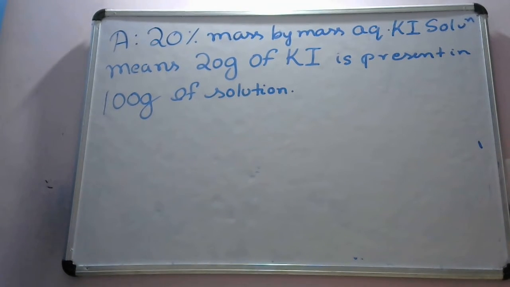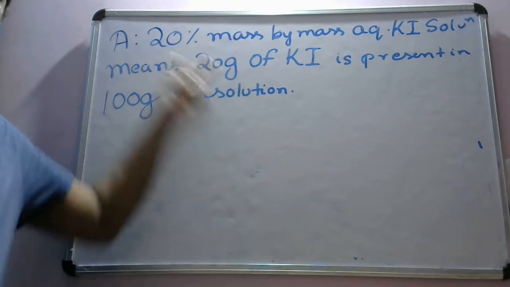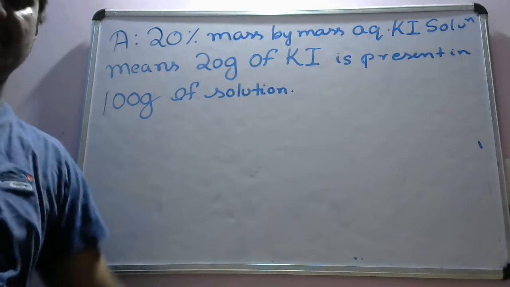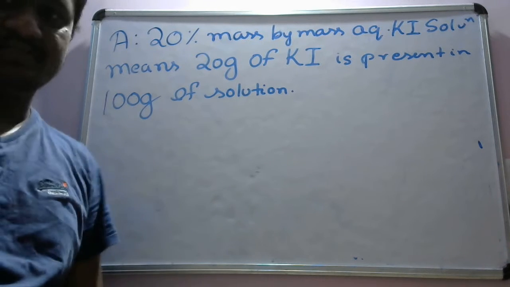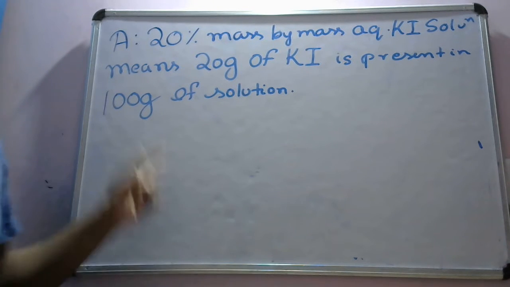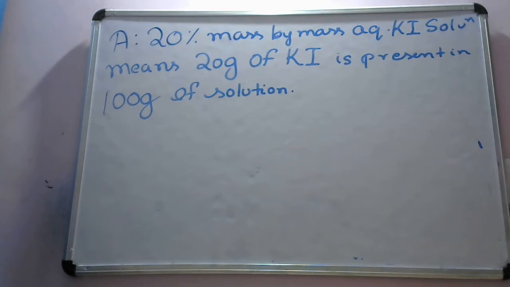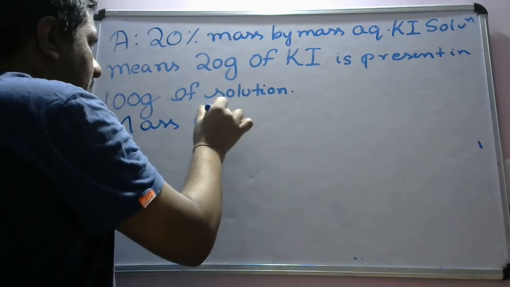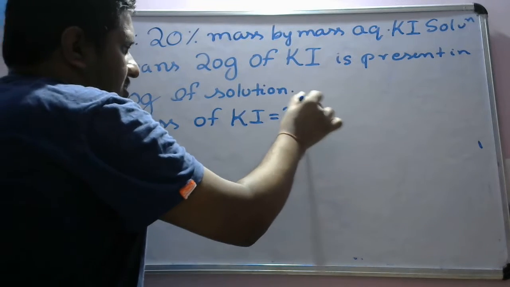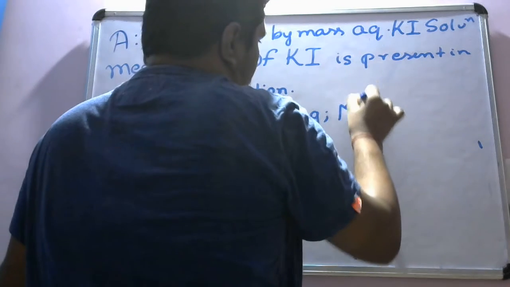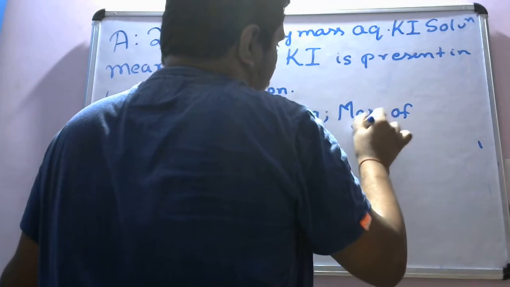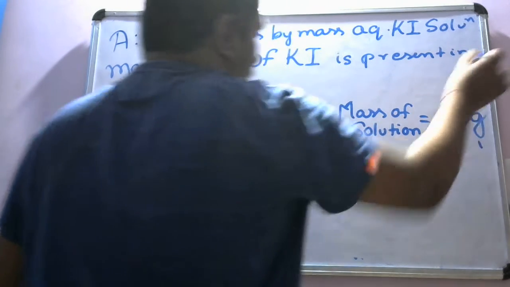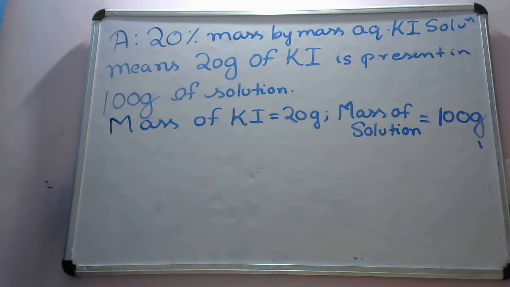So percentage mass by mass, whatever is the percentage, means that many grams of solute present in 100 grams of solution. So 20% mass by mass means 20 grams of solute present in 100 grams of solution. So mass of solute is known to us. Solute is our KI. Mass of KI is 20 grams. Mass of solution means the total mass. Solute plus solvent is solution. So total mass of solution is 100 grams.